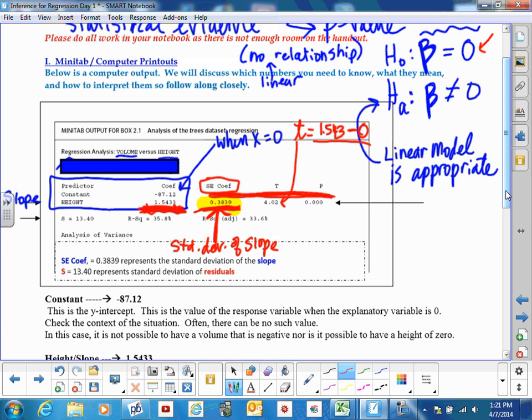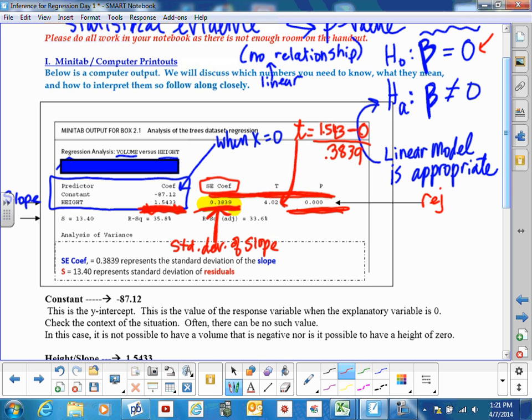So if I do this, what does that t-value come out to be? 1.543 minus 0 over 0.3839. Ta-da! 4.02. That's how many of those slope standard deviations you were away from 0, which then gives us a p-value. P-value, statistical evidence. This is what we're going for. What is a p-value of basically 0 going to tell us?